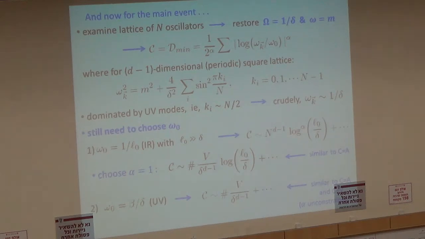Alternatively, I might think a natural place to put the reference scale is up near the cutoff, and then the logarithm is just some numerical factor, and the leading order term in the complexity is just a volume over the cutoff, the appropriate power. That again is something with a certain set of choices we saw in complexity equals action or in the complexity equals volume case.